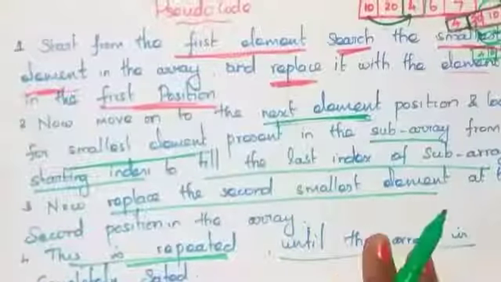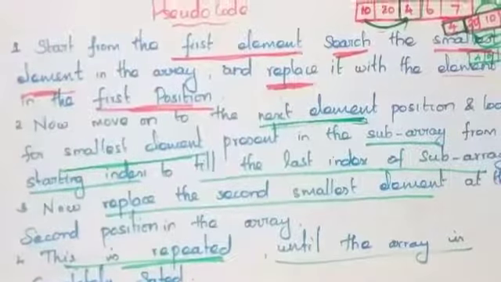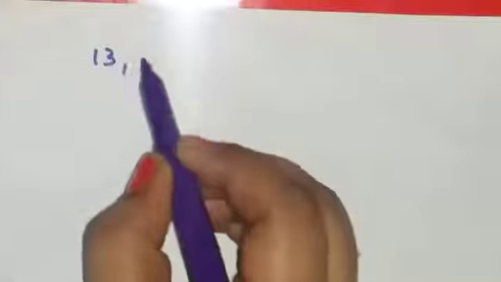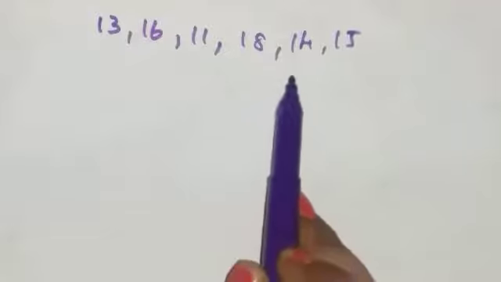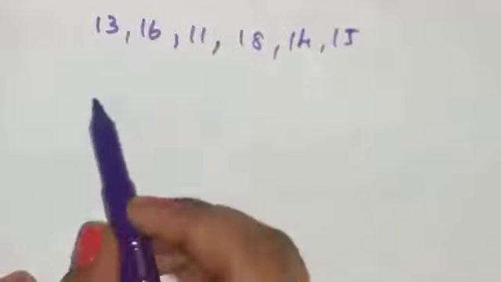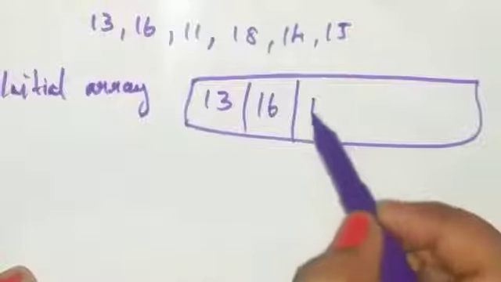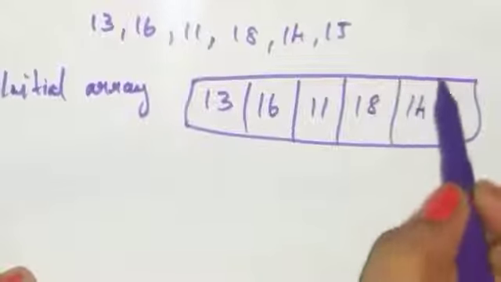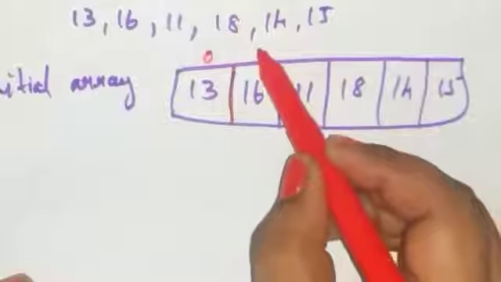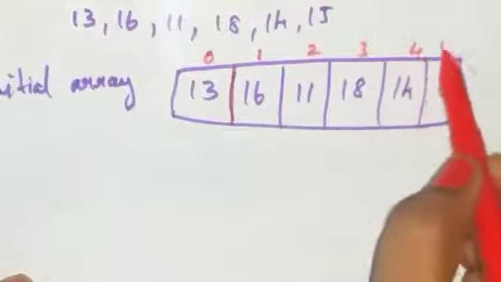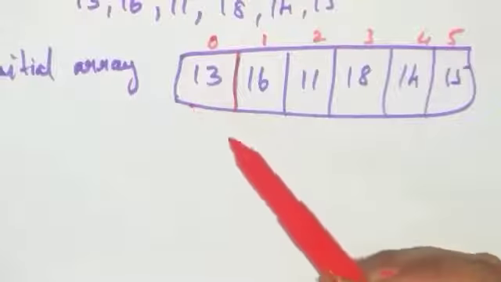So let us see one example, then you will clearly understand the selection sort algorithm. Now take some unsorted elements. We are going to arrange these elements in sorted order using the selection sort algorithm. Let us write the initial array: 13, 16, 11, 18, 14, 15. The first element is stored in the 0th position, then first, second, third, fourth, fifth. Now you have to start from the first element.